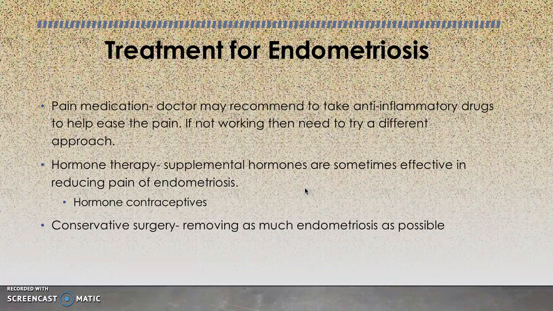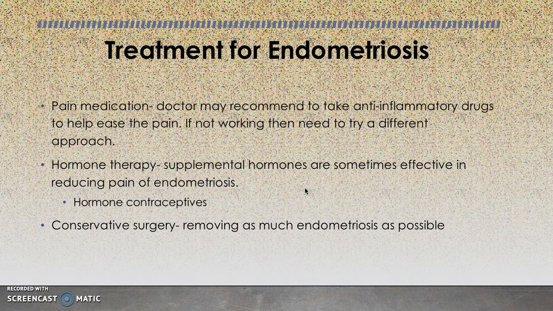Treatment for endometriosis is pain medication. A doctor may recommend taking anti-inflammatory drugs to help ease the pain. If not working, then try a different approach. There's hormone therapy. Supplemental hormones are sometimes effective in reducing pain of endometriosis, like birth control, hormone contraceptives. Conservative surgery is removing as much endometriosis as possible.